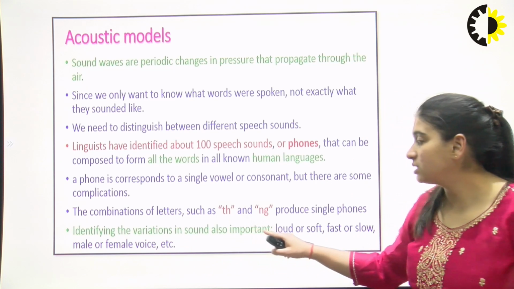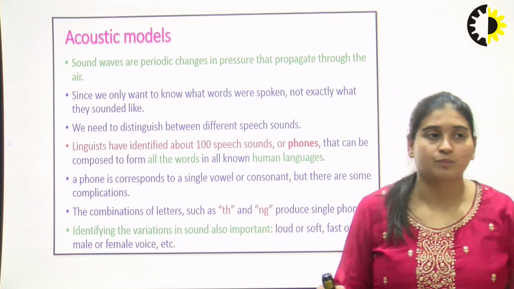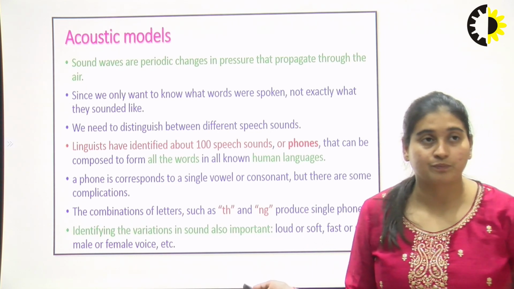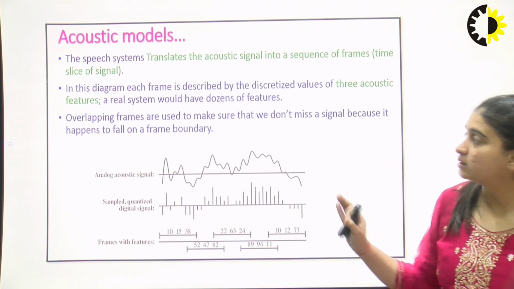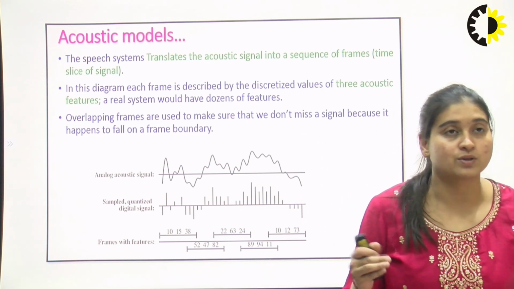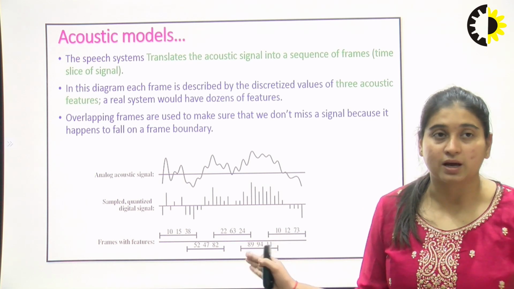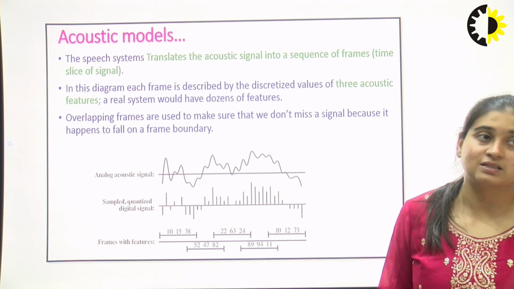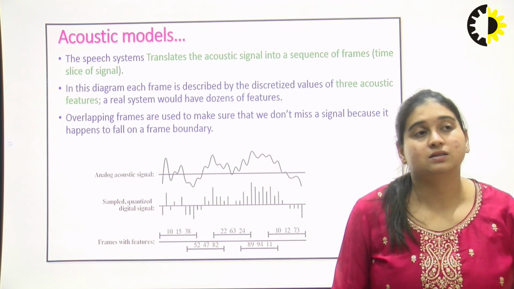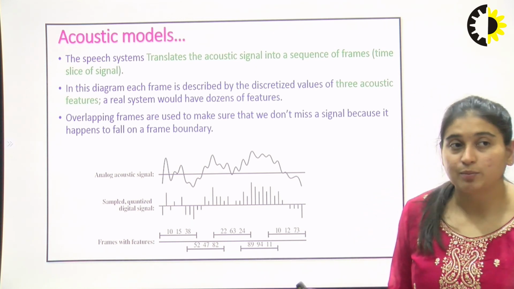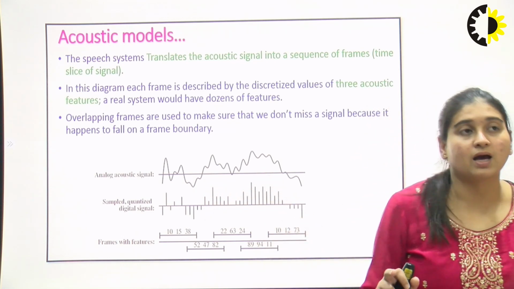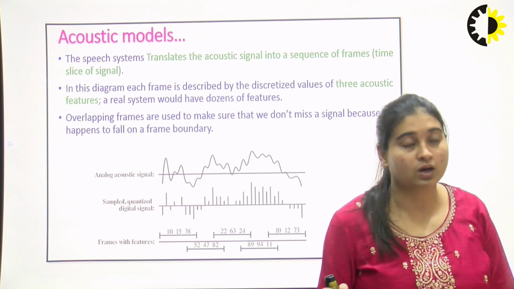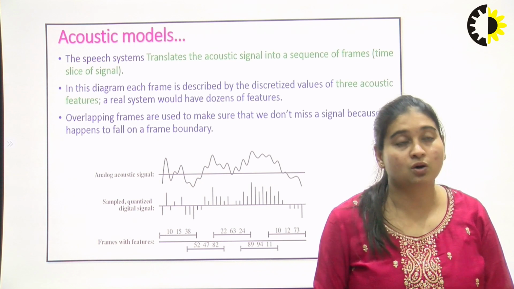Now, identifying the variation in sound is very important. It can be loud, it can be soft, fast, slow, male, female voice, etc. So identifying the variation in the sound is indispensable. And the acoustic model says that speech systems translate the acoustic signals into a sequence of frames, like time slices of the signal, as you can see in the figure. In this diagram, each frame is described by discrete values of three acoustic features, and a real system would have a dozen features. There can be overlapping of the frames, and the overlapping frames are used to make sure that we don't miss a signal because it happens to fall on a frame boundary.